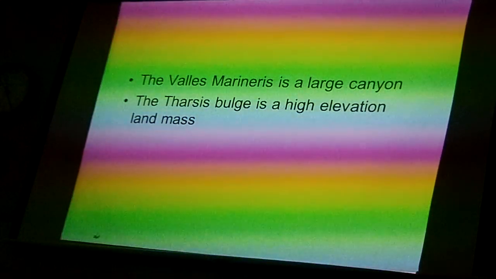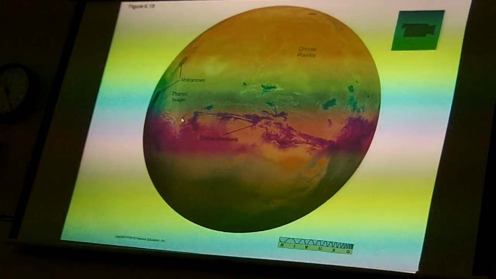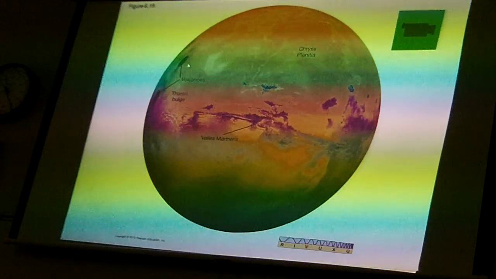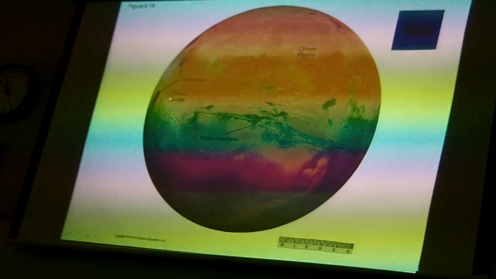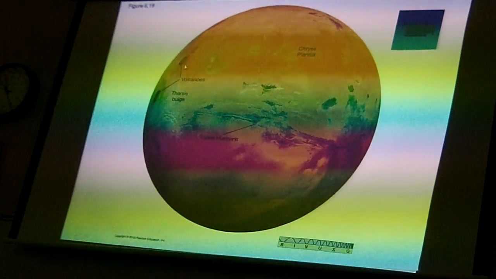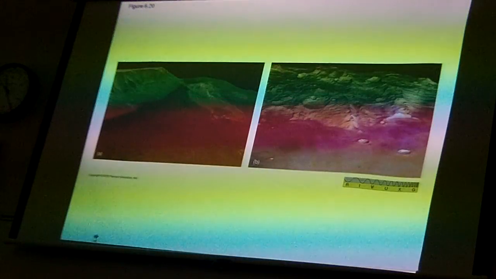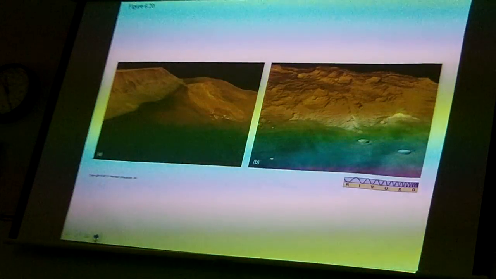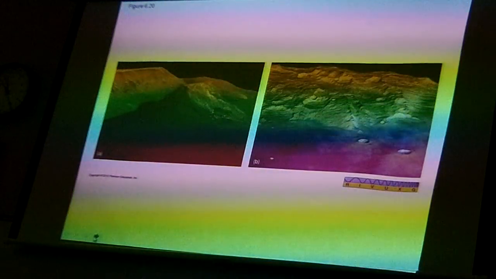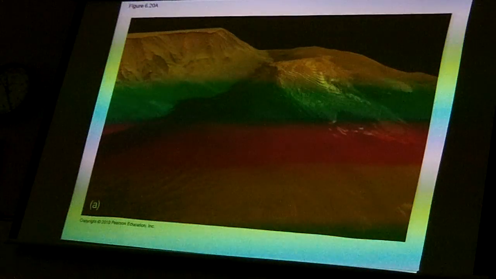And they show the Tharsis Bulge. It's right here. And you can see giant volcanoes that are extinct on the Tharsis Bulge. The largest volcanoes in the solar system are on Mars. Even bigger than Olympus Mons. Just some pictures of the Mars topography.